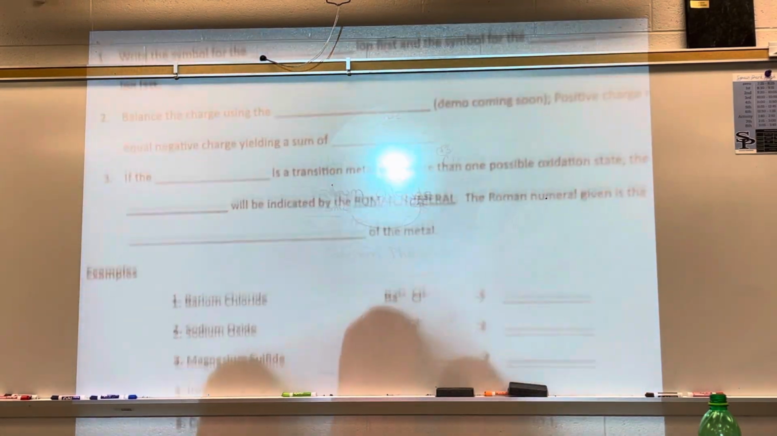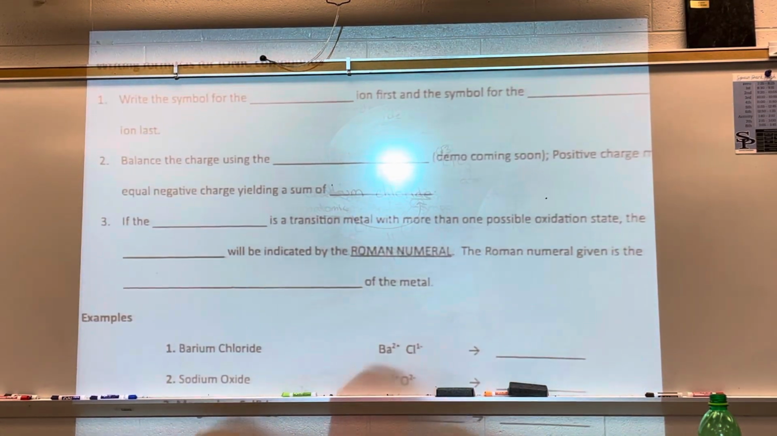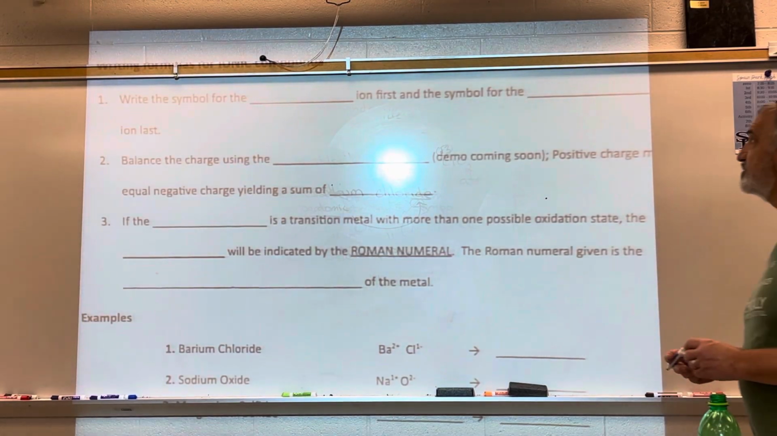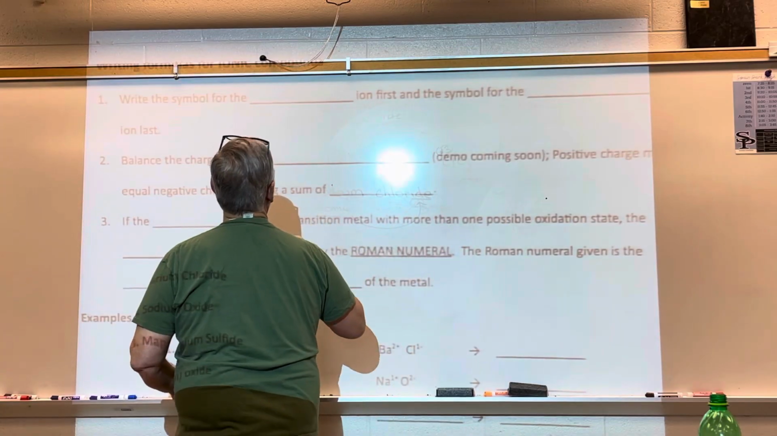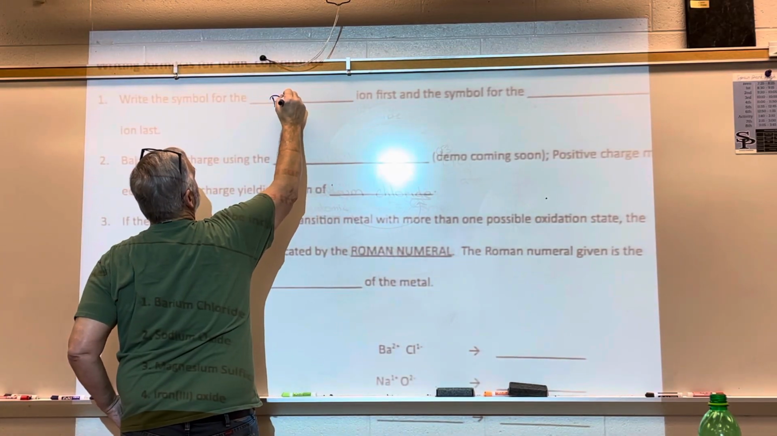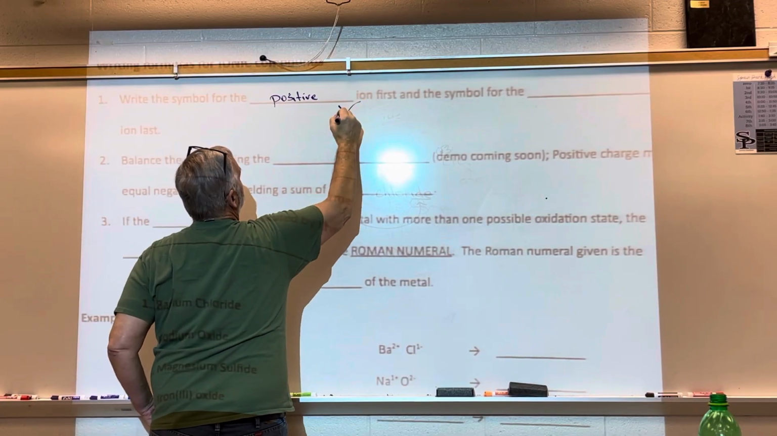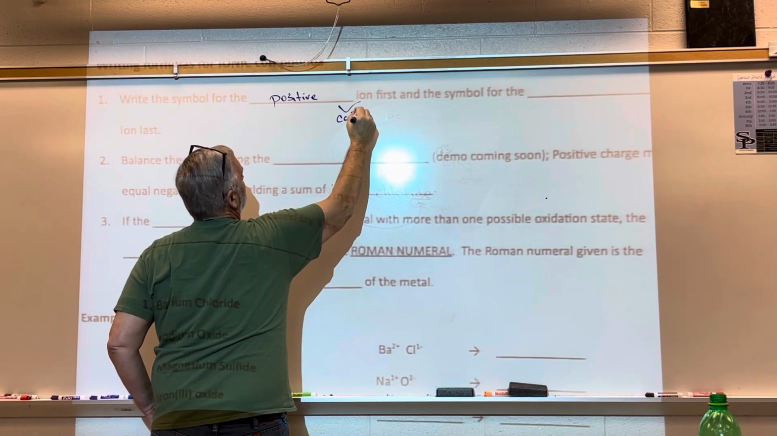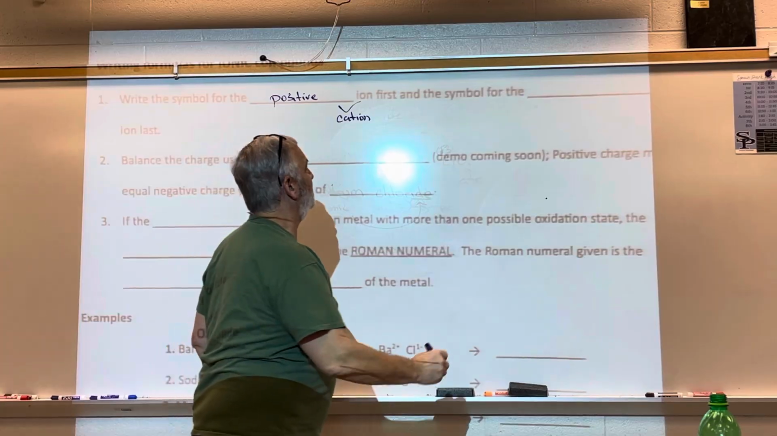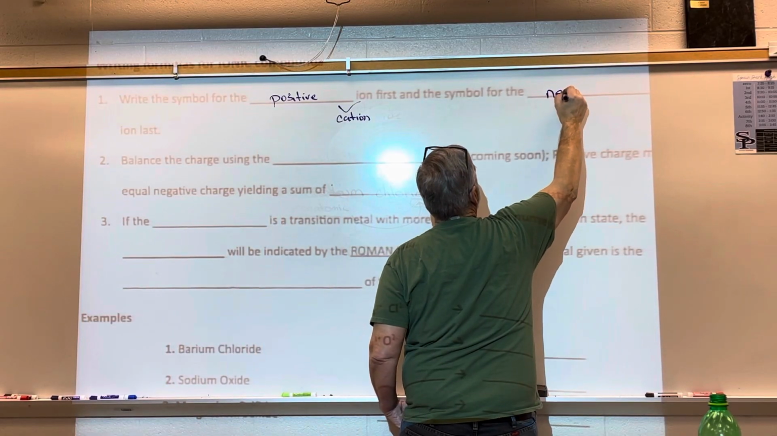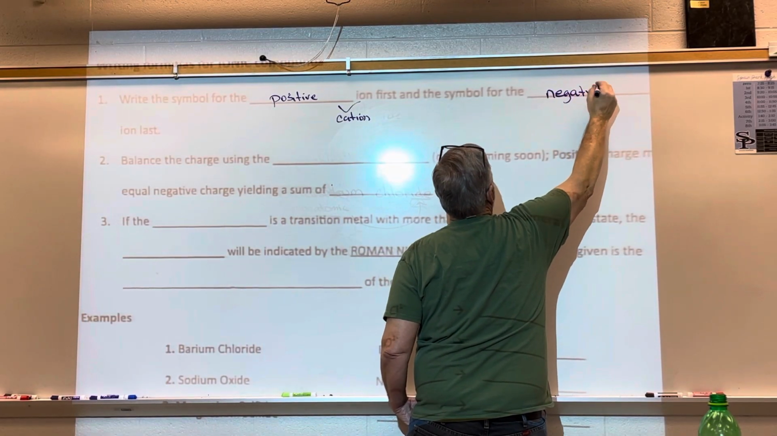Okay, so we're here. Which one goes first? Positive. Okay, which is called a what? So this actually, we're going to say positive ion. The positive ion is called the cation. And the symbol for the negative ion goes last. Okay.